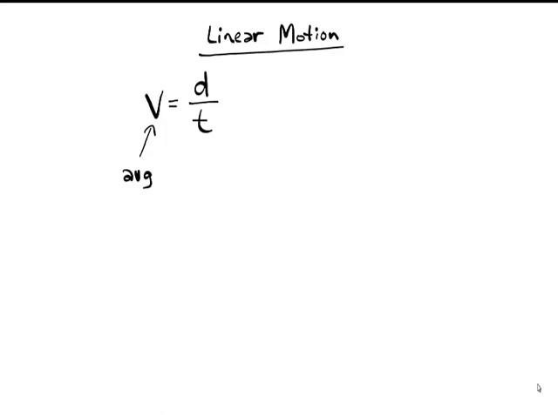However, that would not tell you how fast you were going at any given point in time. That just tells you your average speed. This equation can be solved for any of the variables. We can solve it for distance, or we could solve it for time. But it's still the same equation.